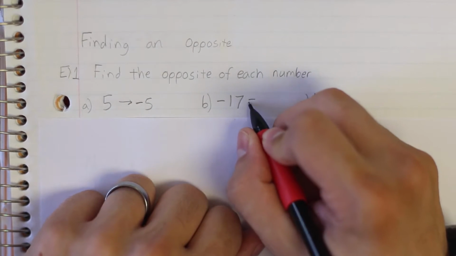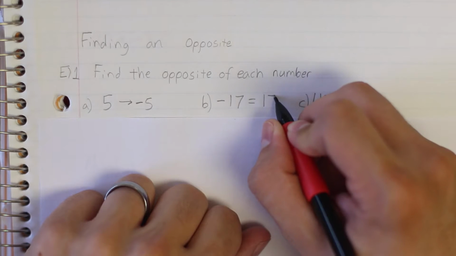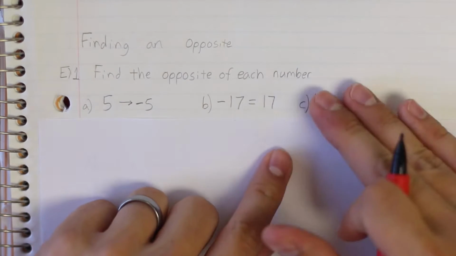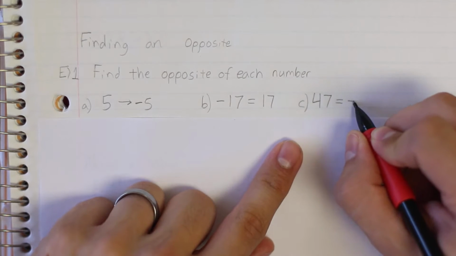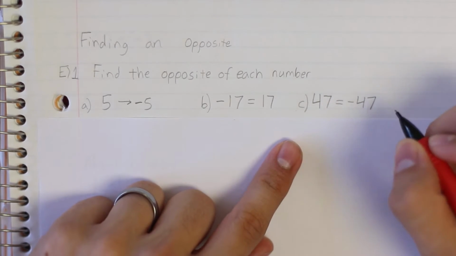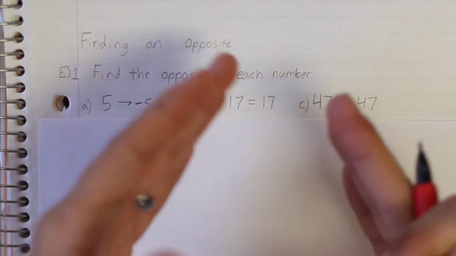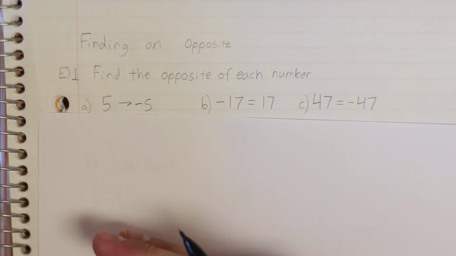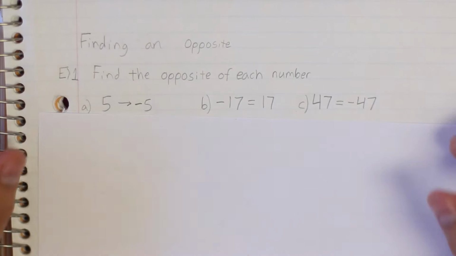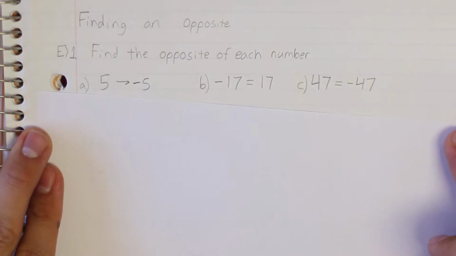Okay? The opposite of -17 is +17. The opposite of 47 is -47. So if it's negative, you change it to positive. If it's positive, you change it to negative. That's how easy this is, okay? Let's keep going. No point to spend too much on this.